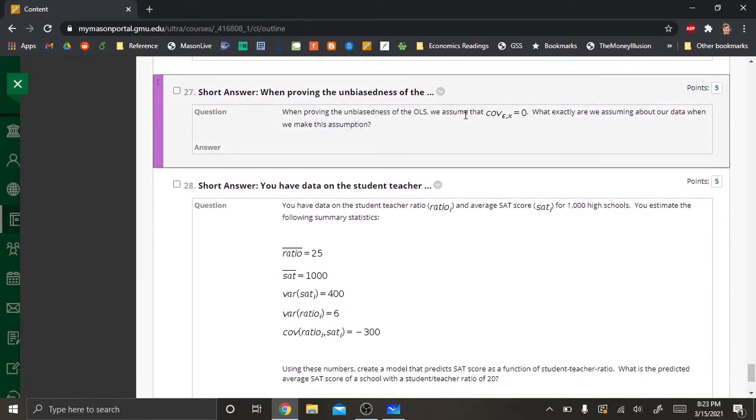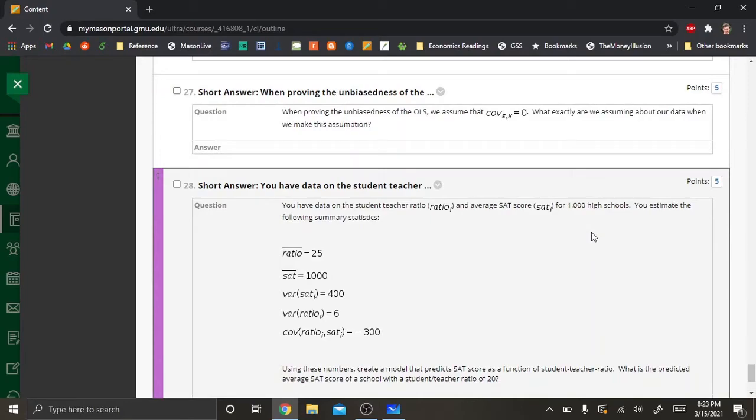Question 27: when proving the unbiasedness of OLS, we assume that the covariance of the error term and our independent variable is 0. What exactly are we assuming about our data? A lot of people just said we're assuming that the covariance of the error term and x is 0, which is just kind of self-explanatory.